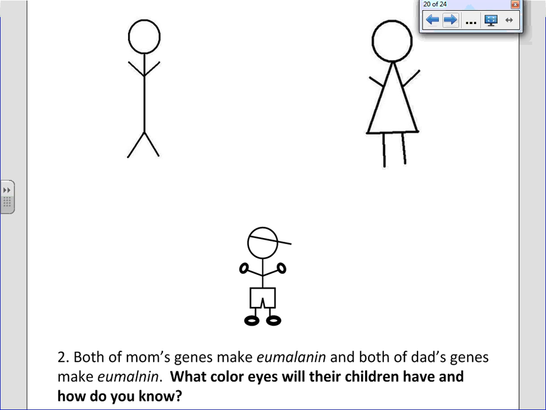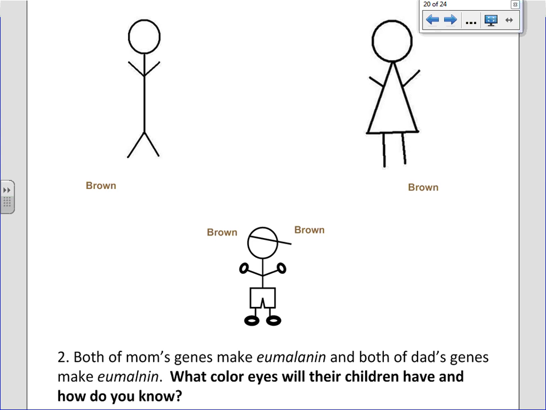Well, remember from what we talked about before, eumelanin is the protein responsible for making brown eyes. So if both of mom's genes make eumelanin, that means that both of mom's genes are brown. Now, both of dad's genes also make eumelanin, which means both of dad's genes are brown, which means that dad has to give a brown-eyed gene to his kid. Mom has to give a brown-eyed gene to the kid. And so the little kid here, if it has a brown-eyed gene and a brown-eyed gene, of course would have brown eyes.